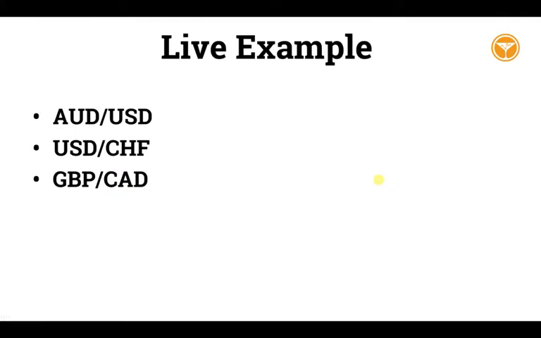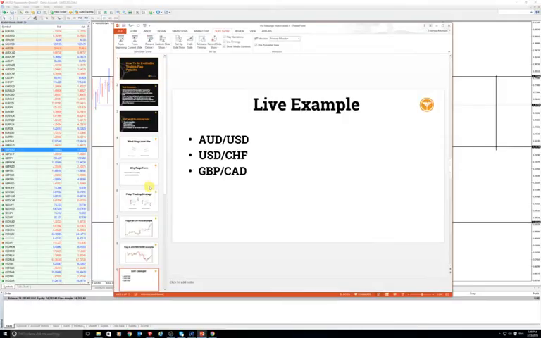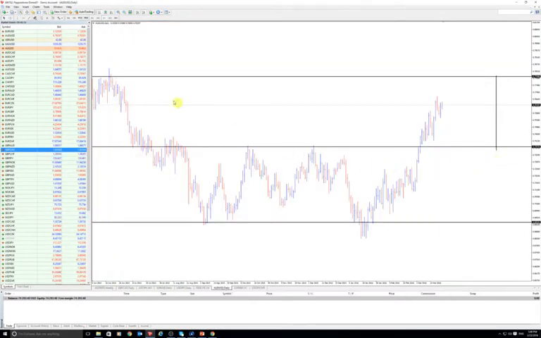So let's take a quick look at a couple of live examples. We've got an Australian US dollar example, US dollar Swiss, and a Great British Pound CAD that we were looking at last week. So let's just take a look at those on the charts now.